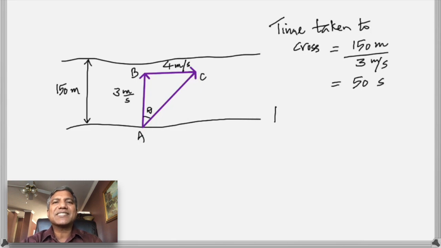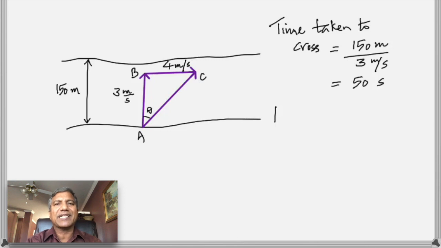And what is interesting is that whatever is the speed of the river, whether it's 4 or 5 or 7 or 15, it doesn't matter. The swimmer is going to take 50 seconds to reach the opposite bank. Isn't that interesting? But what's going to happen is, if the water is flowing faster, then the swimmer is going to be carried more downstream.